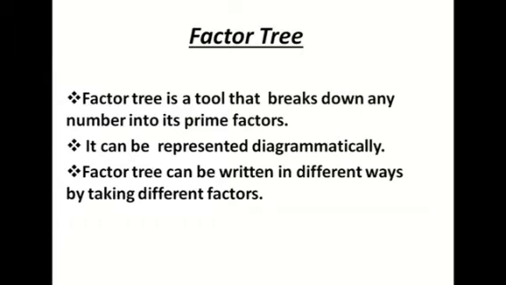For example, if I say 6, the factors of 6 are 1 and 6. So 1 into 6 gives you 6. Again, 2 threes are 6, meaning 2 into 3 also gives you 6. So there are different ways. You can take anything and go ahead. As we work, it will be much clearer. Now we will work out a few sums using a factor tree.